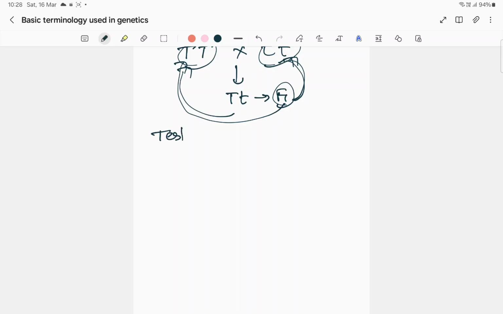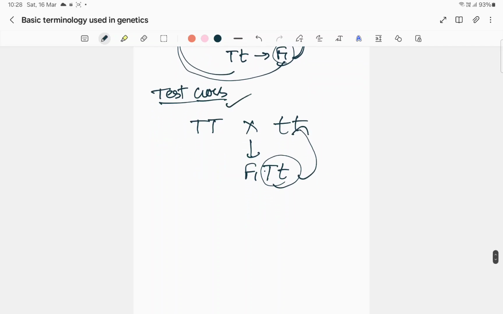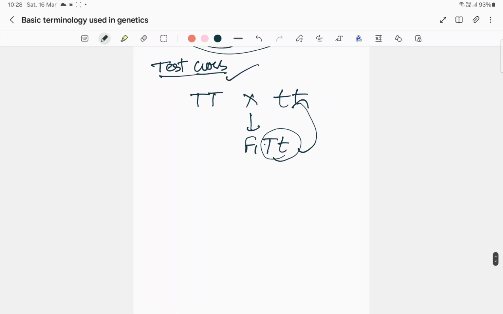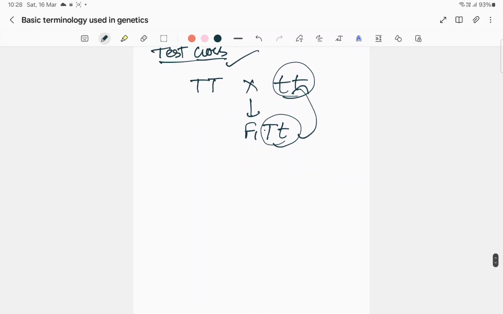Coming to the test cross. If these are the parents, F1 is capital T, small t. If we cross this F1 with the recessive parent, then it is said to be the test cross. We can say the test cross is crossing of the F1 hybrid with the homozygous recessive parent.